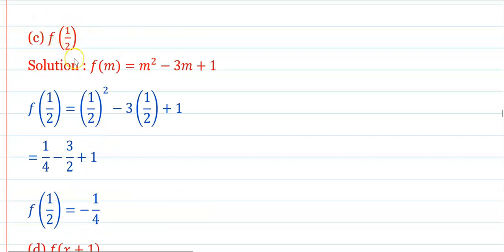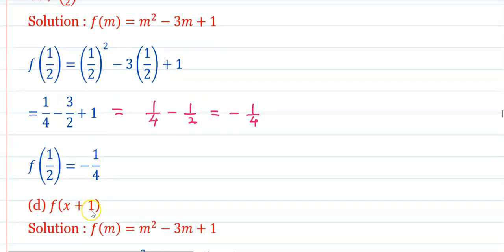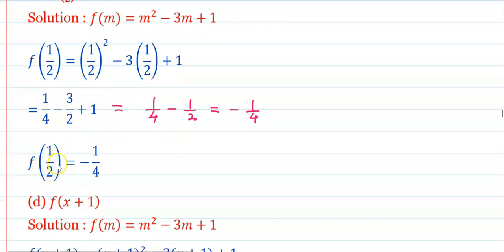This is the value of that function at x equal to minus 3. Now f of 1 upon 2, and again here replace m by 1 upon 2, that is (1 upon 2) square minus 3 into 1 upon 2 plus 1. 1 upon 2 square means what? 1 by 4 minus 3 by 2 plus 1. If we simplify this, overall you will get minus 1 by 4, and therefore the value of f of 1 upon 2 is minus 1 by 4.